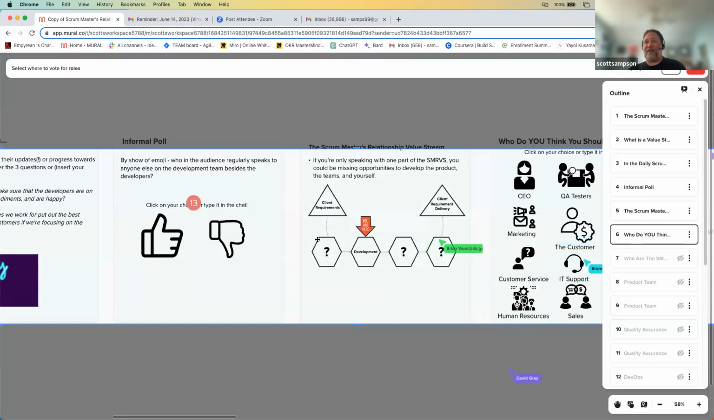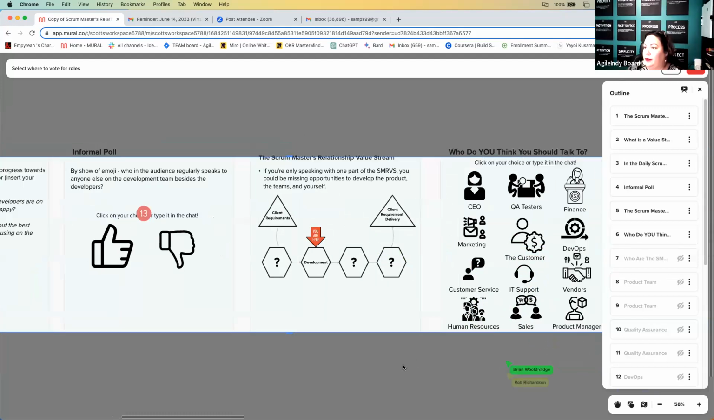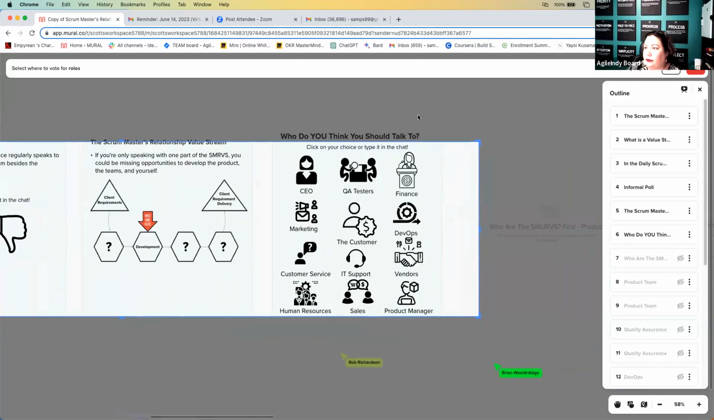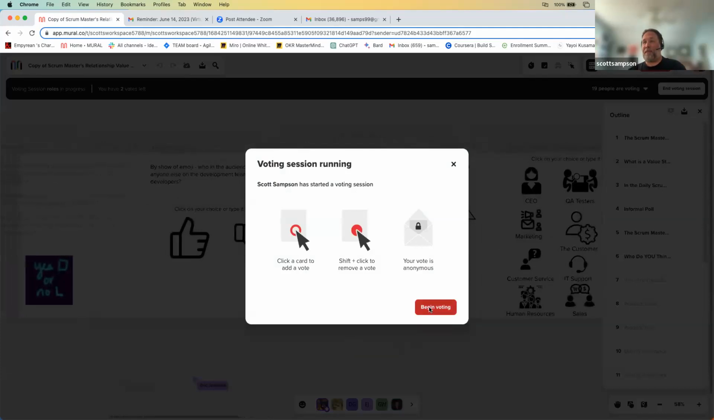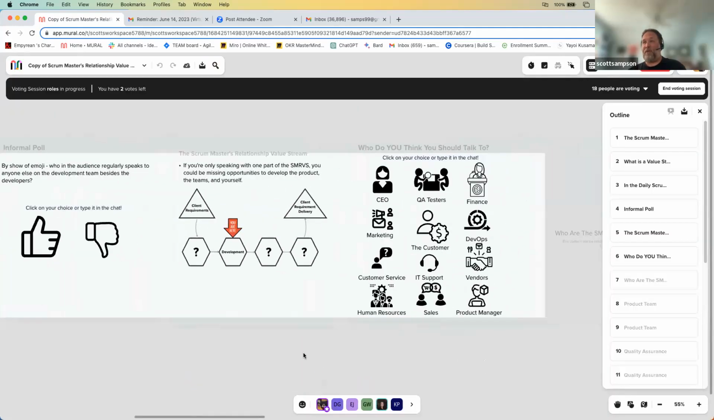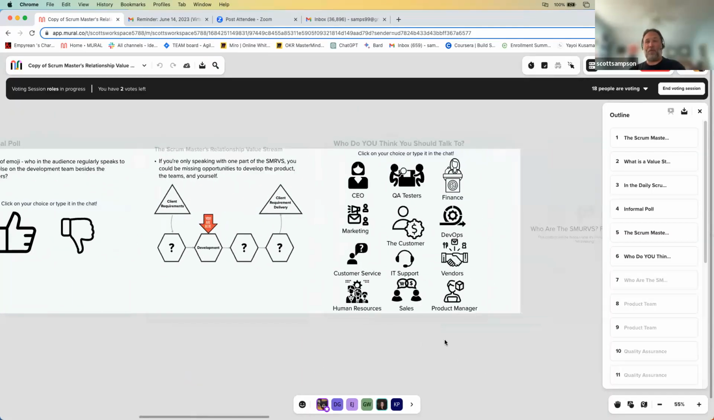All right, so let me see here. Let me get this moved over. It looks like it should be working. Let me start the voting. And go ahead and vote if you can on any of those groups. Who you think you might want to include in your communications day to day to improve everything, team-wise, yourself-wise.